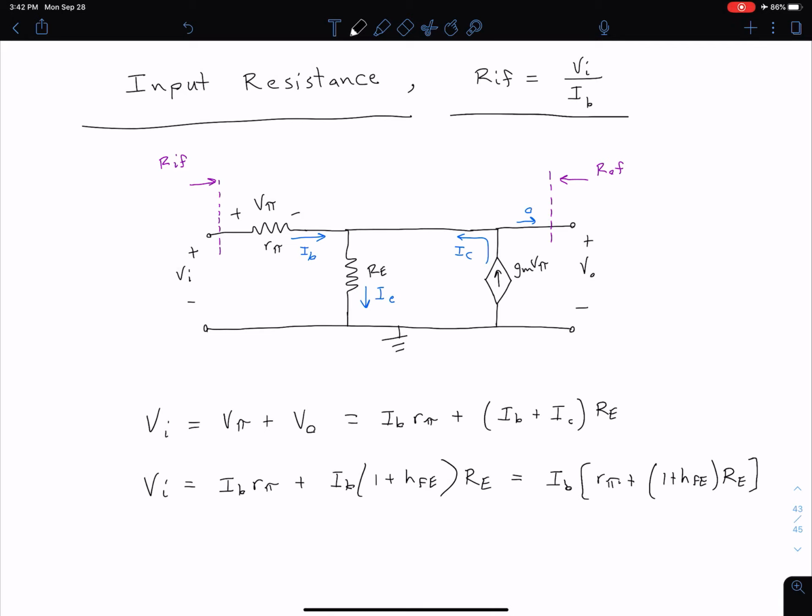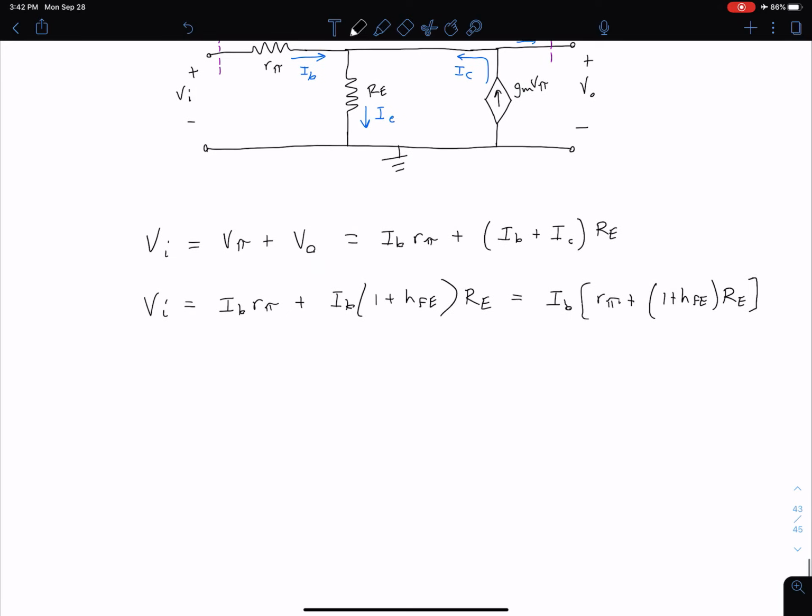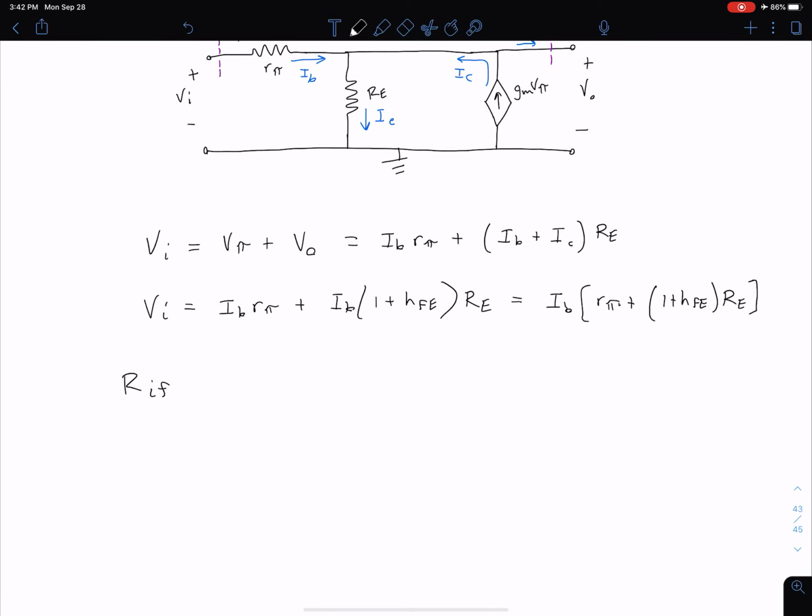Okay, so now our input resistance R sub IF, coming back up here, we said is equal to this input voltage VI divided by IB. So essentially we're just going to be dividing through by IB and taking this out. So we find then that our input resistance, R sub IF, is equal to R pi plus 1 plus HFE times our emitter resistor RE.